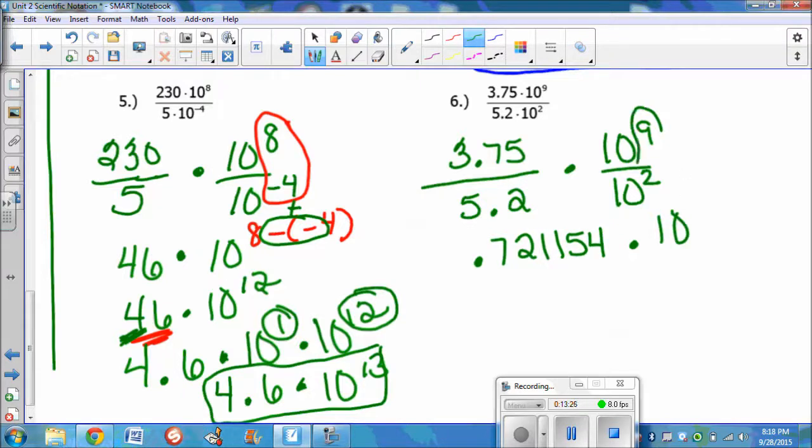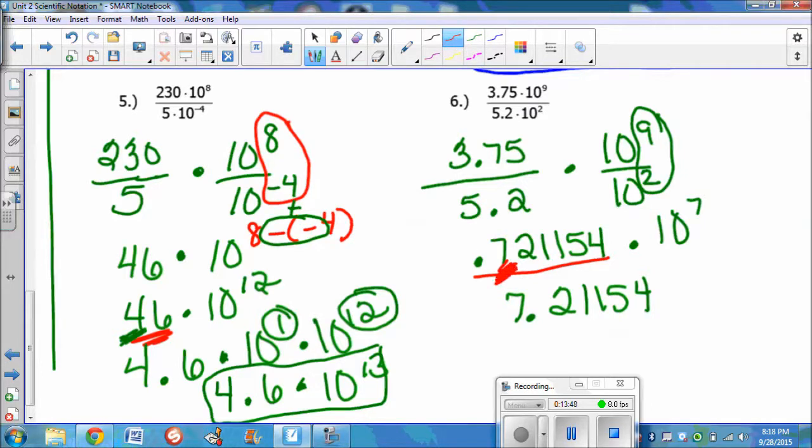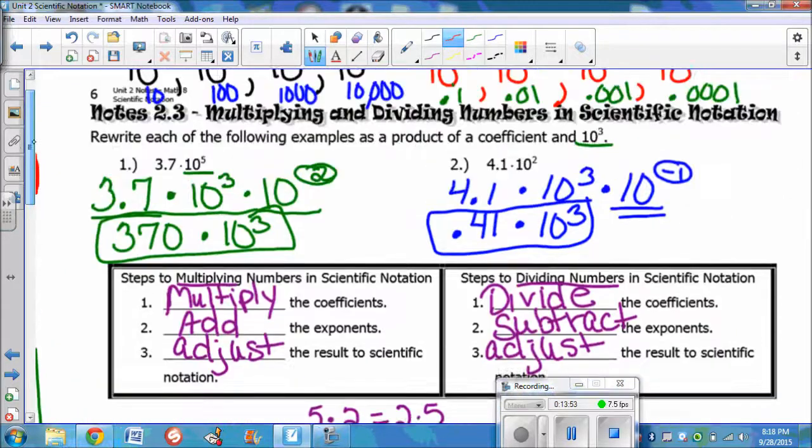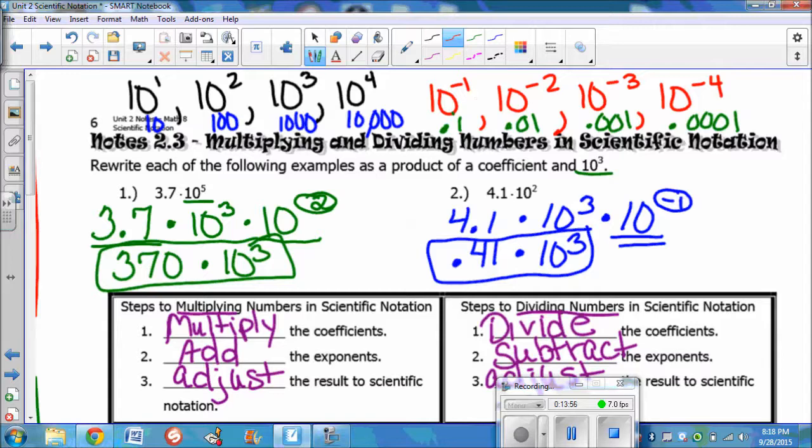Times 10, 9 minus 2 is 7. But let's see if we need to adjust. When I look at my coefficient, it's not in scientific notation form, so I need to put 7.21154. So I've adjusted. But what place is that 7 in? It's in the tenth spot. So let's go back up and look at what the tenth spot is. There's the tenth right there. The tenth is 10 to the negative 1.